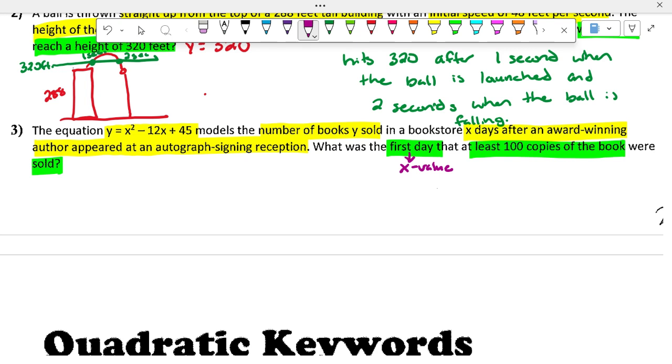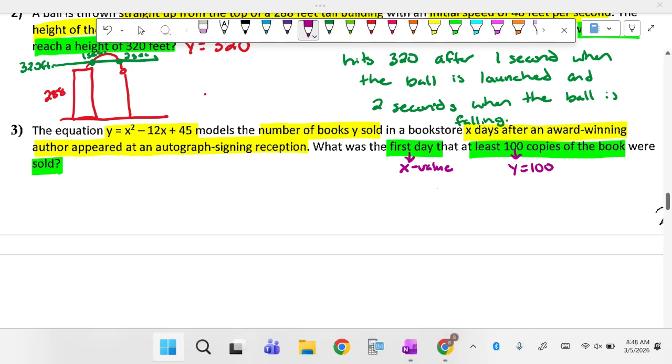And it says at least 100 copies. So as long as we sold 100 copies, we're fine. So that 100 copies is going to represent our what? So 100 books were sold. That's going to represent our x or y? The y. So we're going to do the same thing we just did with the previous one. We're going to plug the function in, then type in y equals 100, and find the points of intersection. So go ahead and do that.